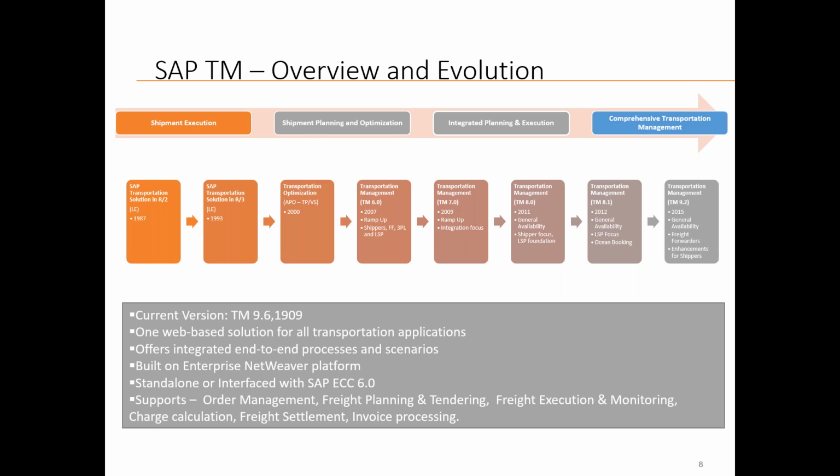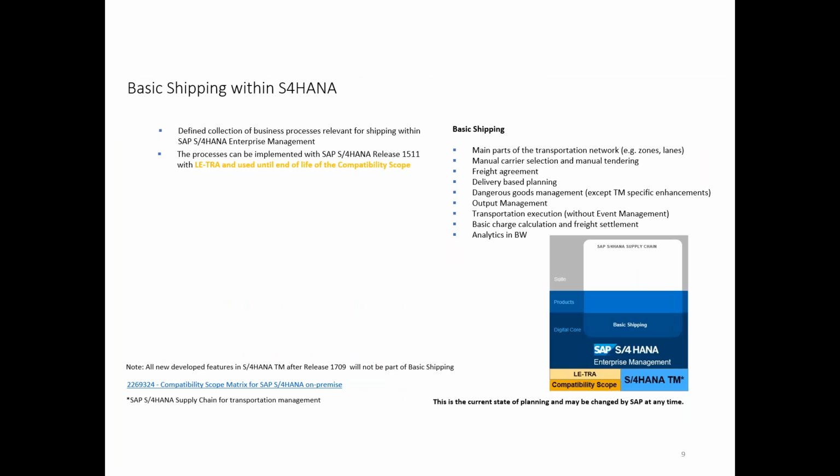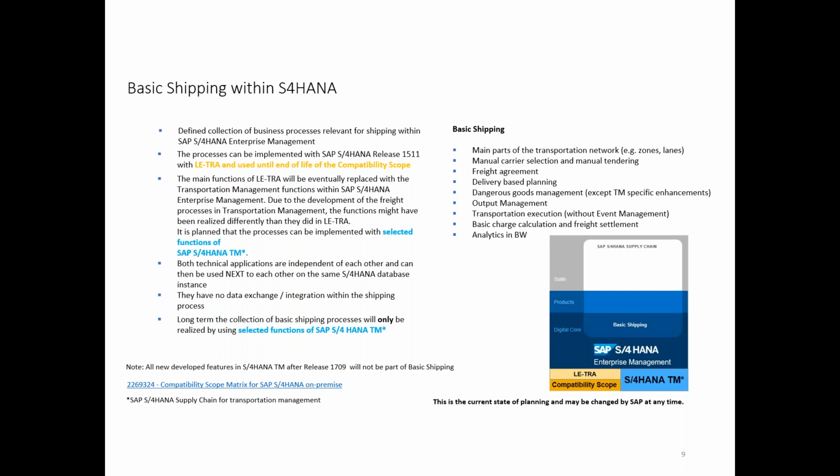In this basic licensing, you will not have the functionality of automatic planning of your tender, of your carriers, and the cockpit usage. You don't have a lot of things: you can't integrate with your EWM system or your GTS systems, or have any planning. It is always delivery based planning only.